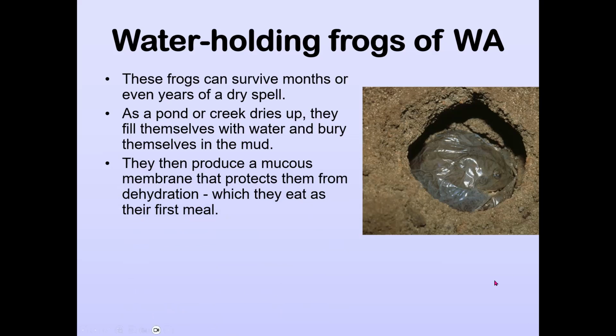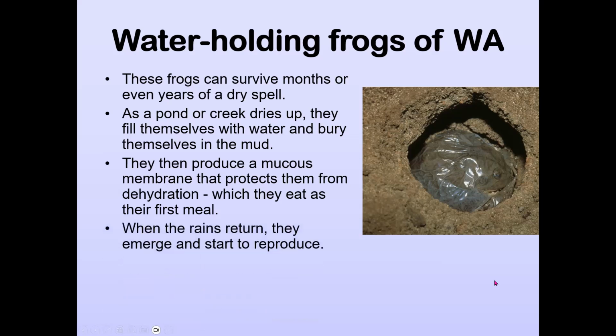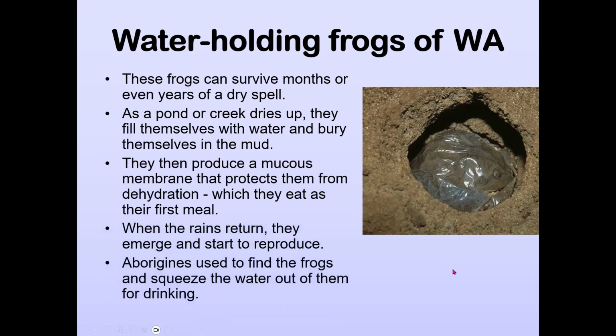So they come out, reproduce, and the other thing I found very interesting, the Aborigines, when it was very dry, they knew where to find these frogs. They would pop them out, dig them out, squeeze some of the water out of them, not all. We're going to put them back, and so the frogs survived usually, and the Aborigines were able to get some water. Very clever.